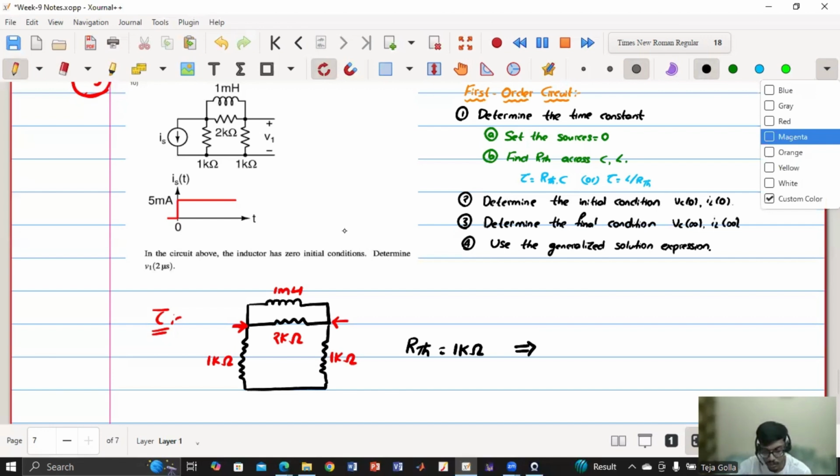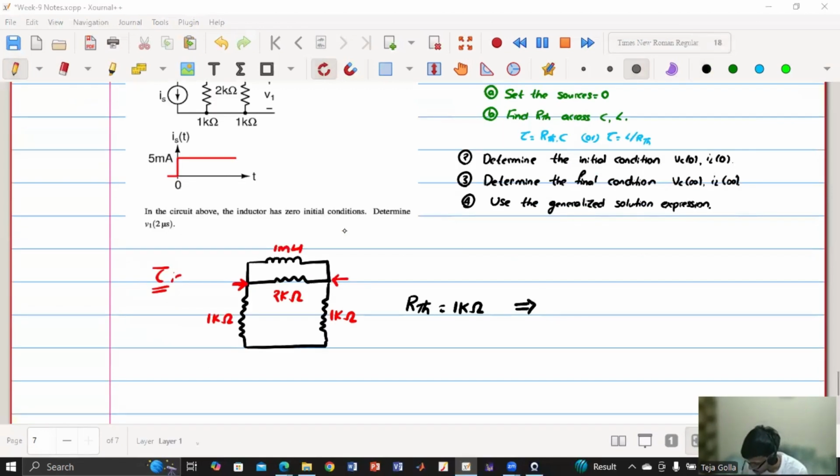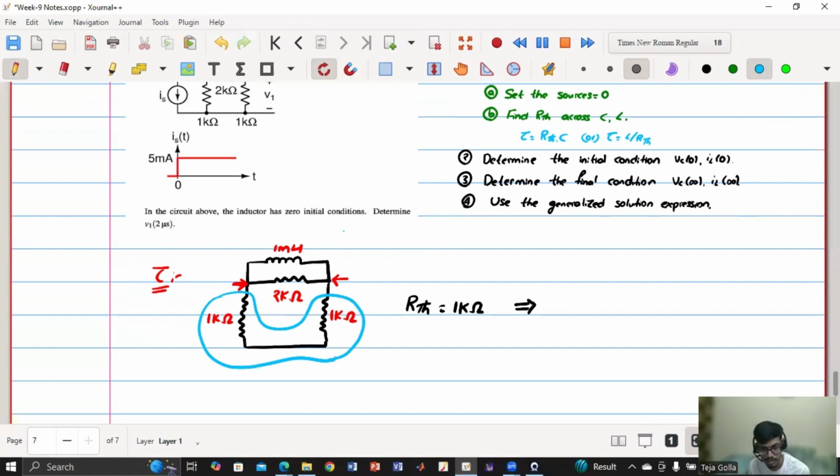So if you see, whoever was asking, these two will be in series, making it 2K. And 2K, 2K will be in parallel, so it is 1K. Right? So now my tau is 1 milli by 1K, so it is 1 microsecond. Agree?